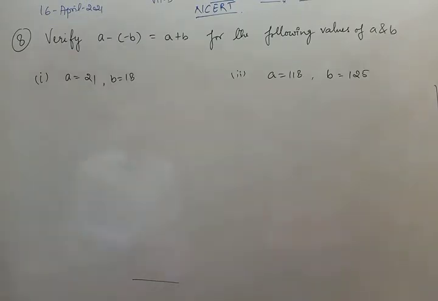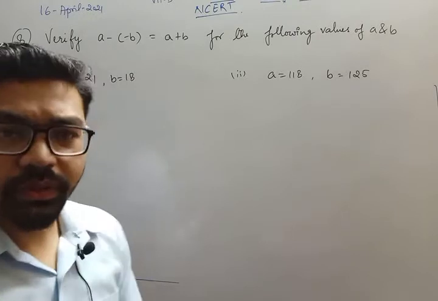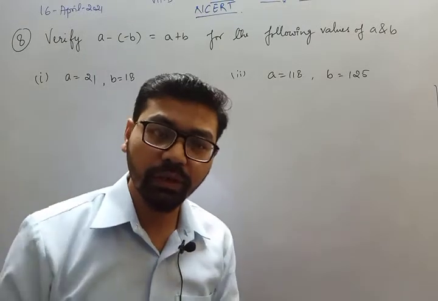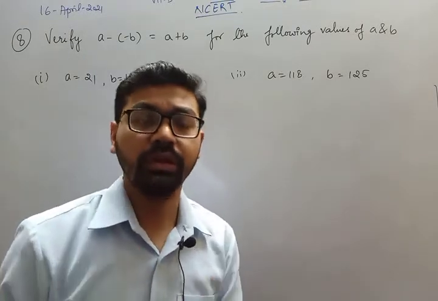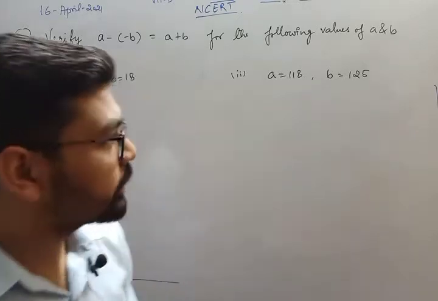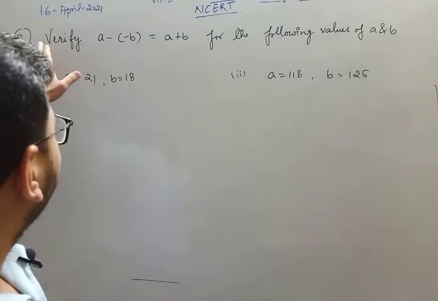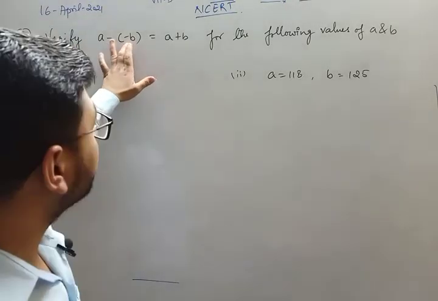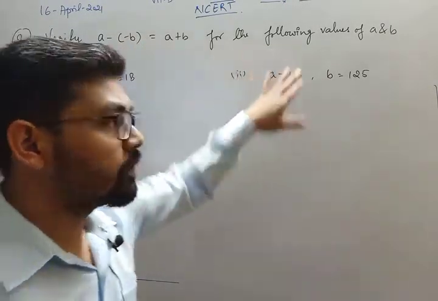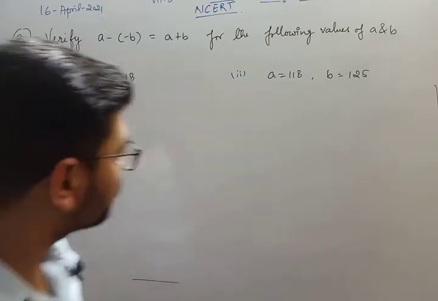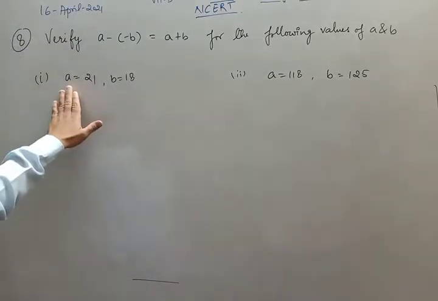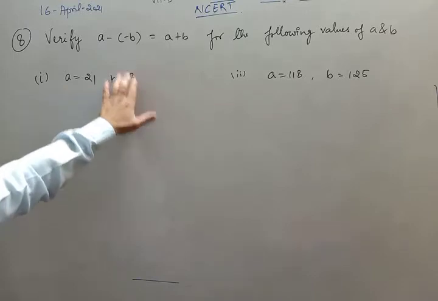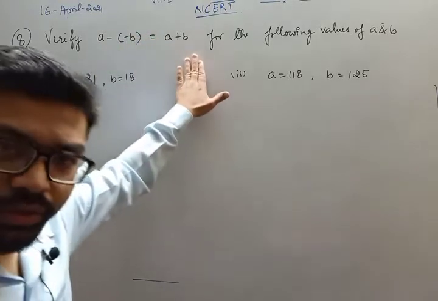Now let's check another example. I hope question number 7 is clear to you all. If you have any doubt, you can ask your doubts, your queries in Zoom class. Okay, no need to worry about it. Now the next question is verify a minus minus b is equal to a plus b for the following values of a and b. So you have been given the values of a and b and you just need to verify whether LHS equals RHS or not.